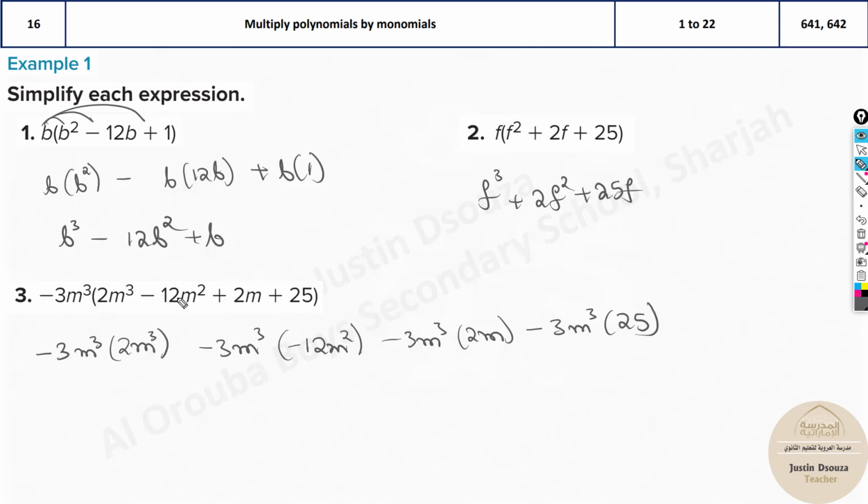Why did I write minus over here? Because it was minus only for this term. All the others are just plus. Now, minus remains. 3 times 2 is 6. M cubed times m cubed. The powers add up. It will be m to the power 6.